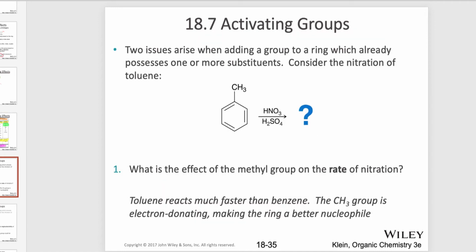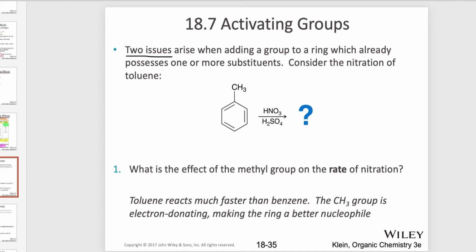On the next slide, we now are going to go through in very great detail. And you may want to stop here, first look at the structures, but I'm going to walk you through all the aspects now. So in this segment, 18.7, we're going to talk about the activating groups first. Here we have 2 issues that arise when we're adding a group to the ring. This one will have an effect.